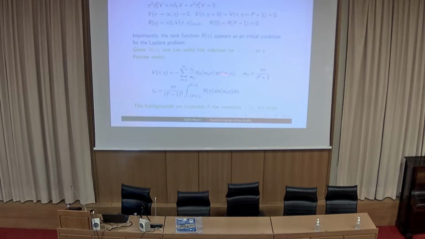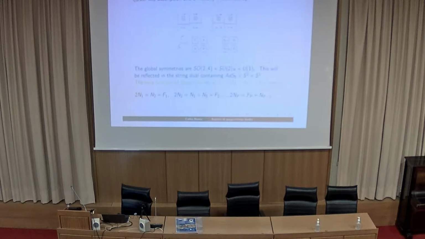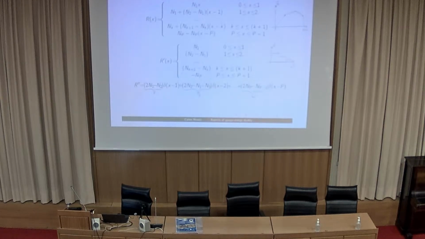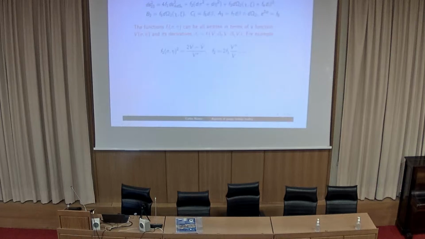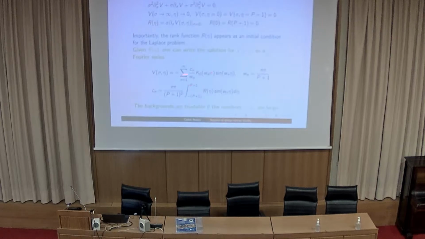So it's a Fourier-Bessel series, where the coefficients of the series are the Fourier transform of the rank function. What is capital P? Capital P is the length of the quiver. For a quiver of P nodes, where the numbers N_1 up to N_P satisfy these relations, you encode all of them in a rank function like this, and you basically write the holographic dual in this way.